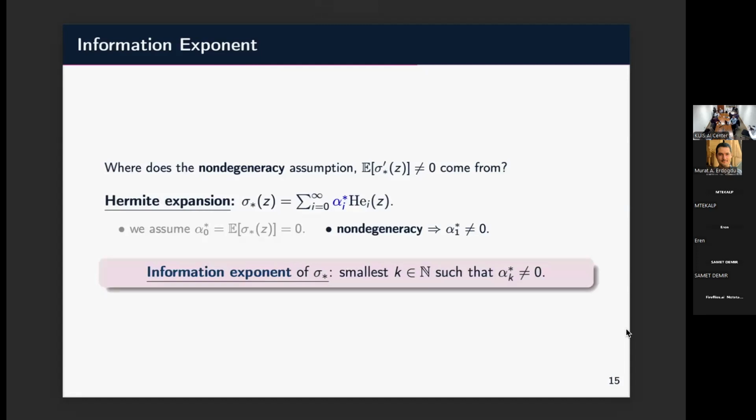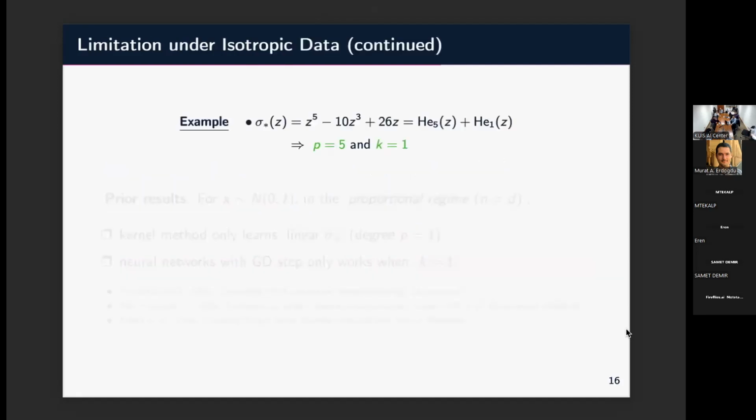So this is a complexity measure, just like the degree of a polynomial. This is another complexity measure. The information exponent of sigma star means the smallest k such that alpha k star is non-zero. The smallest non-zero Hermite coefficient order is what we call the information exponent. Okay, so this is the formal definition. But if you didn't buy this, here is an example, and this is fine to keep in mind and get through the rest of the talk.